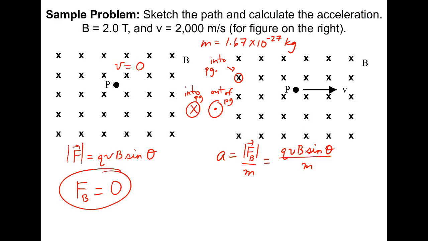Okay, so the angle is actually 90 degrees if you look at this diagram, so we just have QVB over m, and I've calculated that out to be about 3.83 times 10 to the 11th meters per second squared.